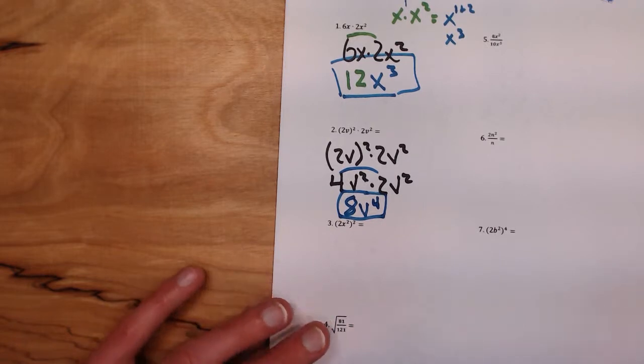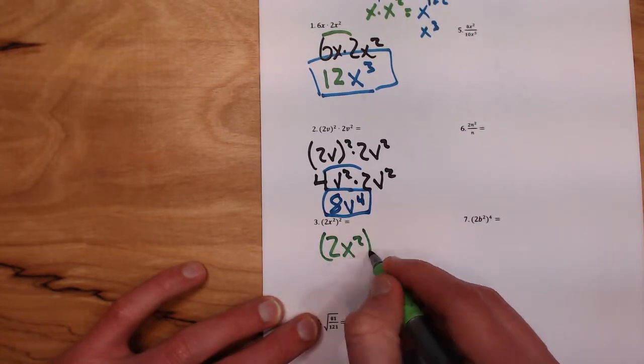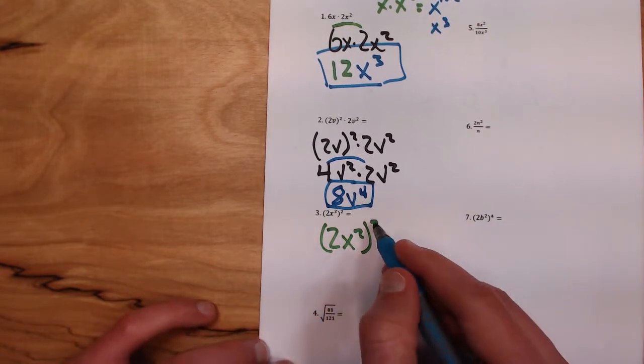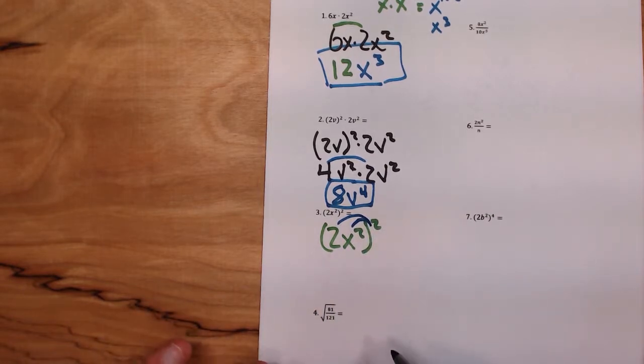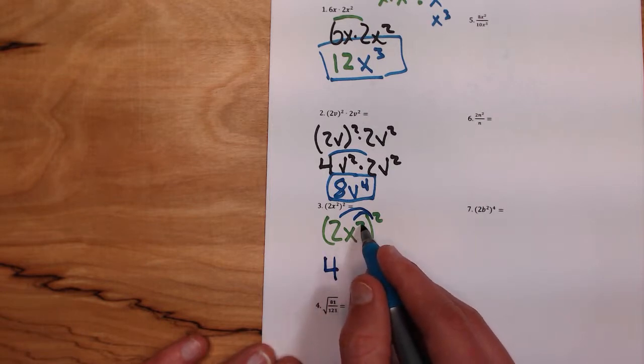All right, number 3 says (2x squared) squared. So a kind of double squared here. Remember that the 2 has to go to both terms. It's going to distribute inside. What is 2 squared? It's 4. And then x squared, squared.